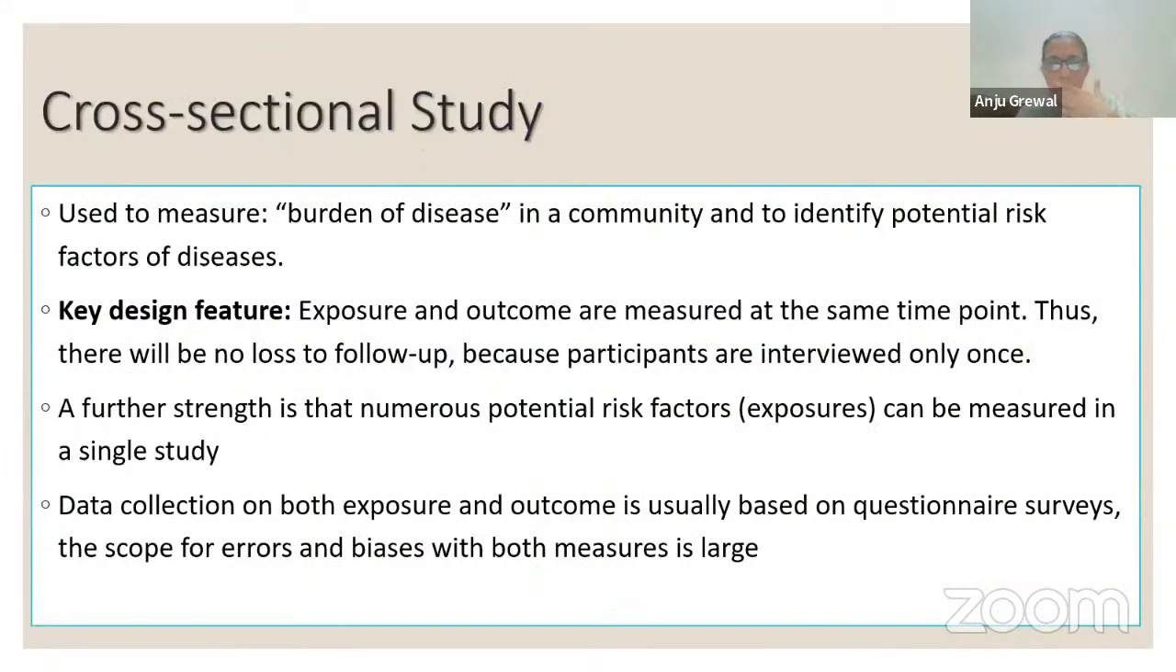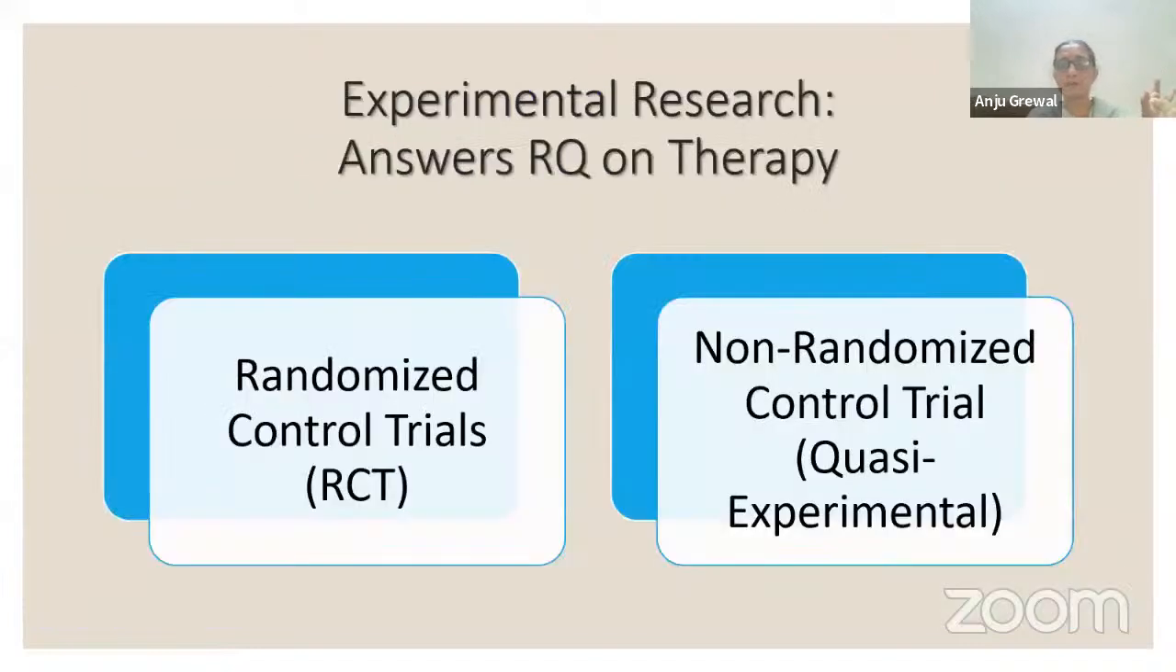Sorry. And of course, as I talked to you about cross-sectional study, I'll not get into the details of that. But the strength of the study is that you can at times pick up multiple potential risk factors in a single study. Whereas the weakness is that the data collection is usually based on questionnaire surveys which need to be validated, and there is always a scope for errors and biases.